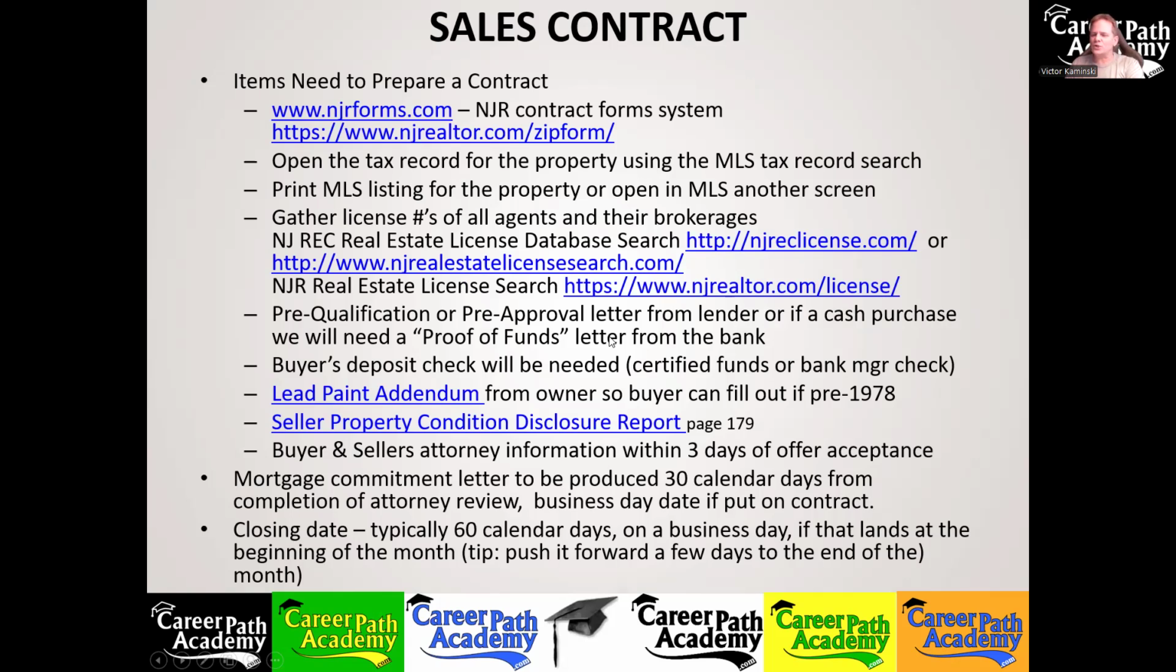The pre-qualification or pre-approval letter you should have from the buyer's lender, or if it's a cash purchase, you're going to need that proof of funds letter handy to submit along with the contract. A buyer's deposit check will be needed. How much will be dependent on what kind of loan they're getting. The lender will say on their pre-approval or pre-qualification letter how much money they're going to need as a deposit, as a down payment.